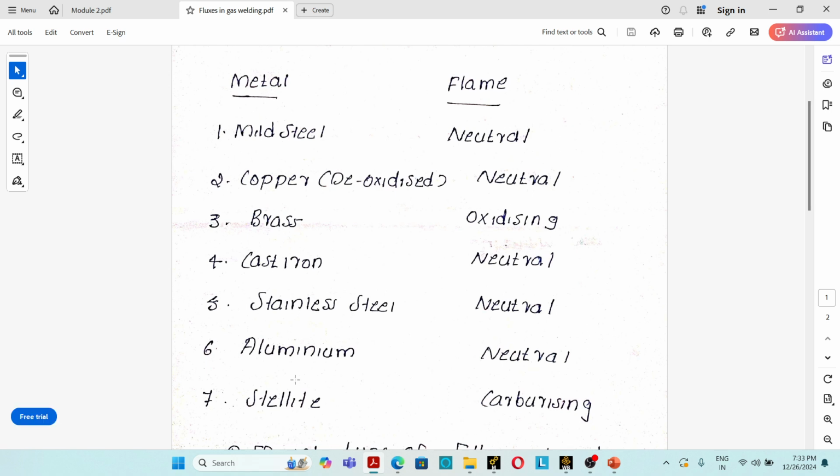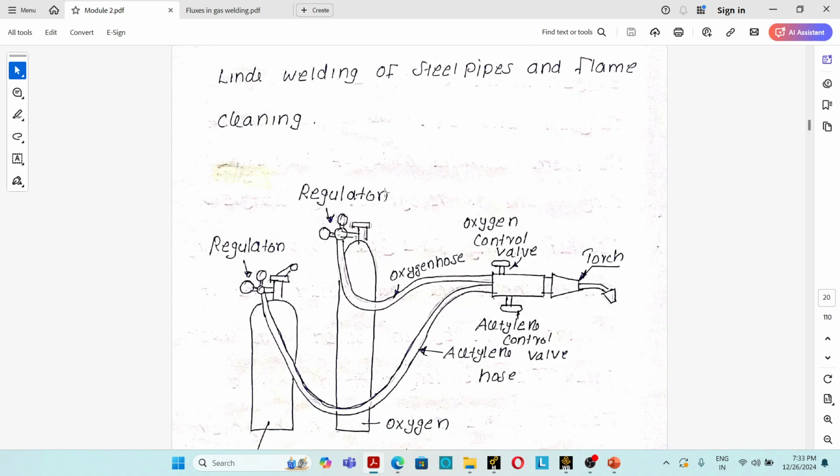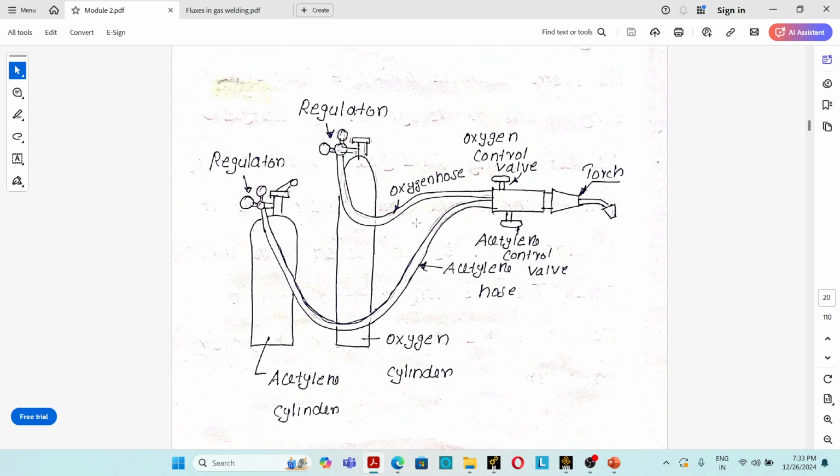You have to remember: mild steel, we are using neutral flame; copper deoxide, neutral flame; brass, oxidizing flame; cast iron, neutral flame; stainless steel, neutral flame; aluminum, neutral flame; stellite, carburizing flame. Okay, so this is the figure of the oxy gas welding process.